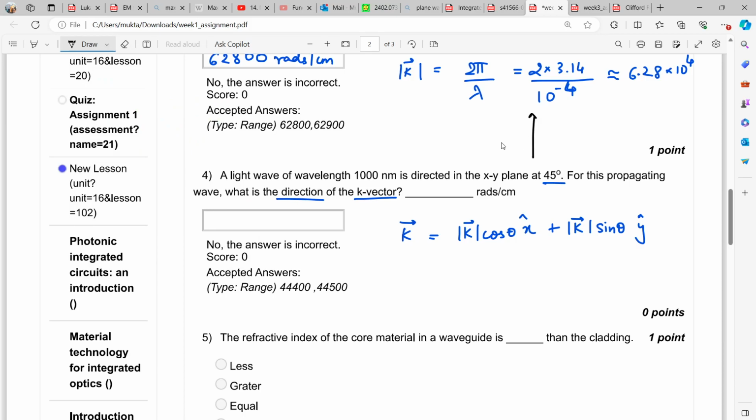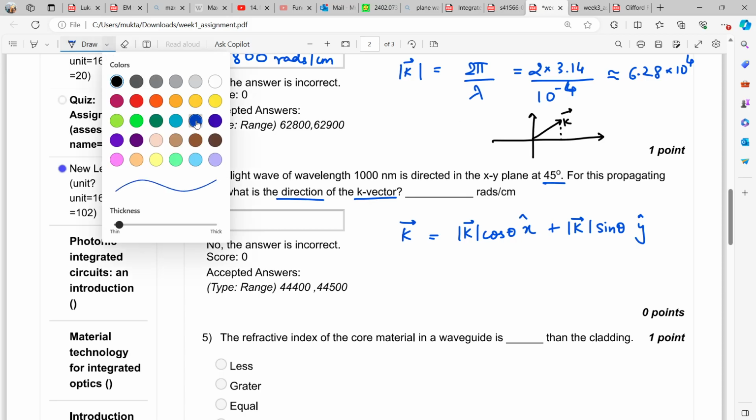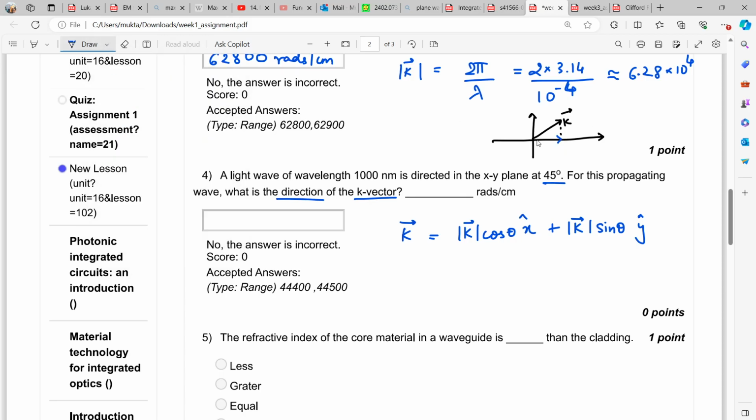If I have a Cartesian coordinate system and my k vector is at 45 degrees, then what is the x component? The x component of the k vector is the magnitude of k cos theta, right? And the y component is k sin theta. This is y, this is x. So I just wrote the components and the corresponding directions or unit vectors.